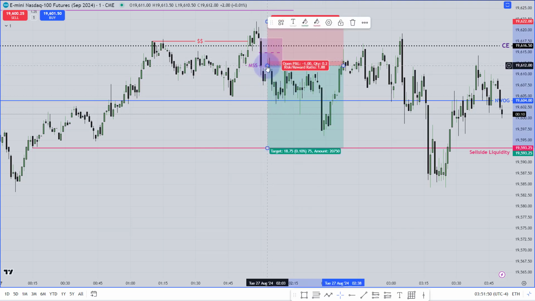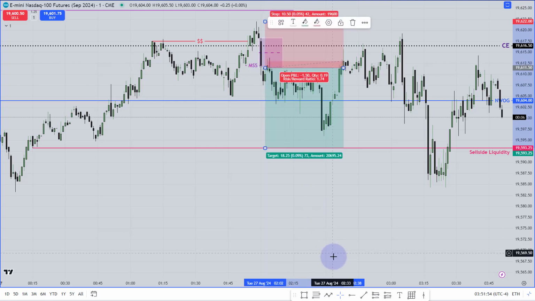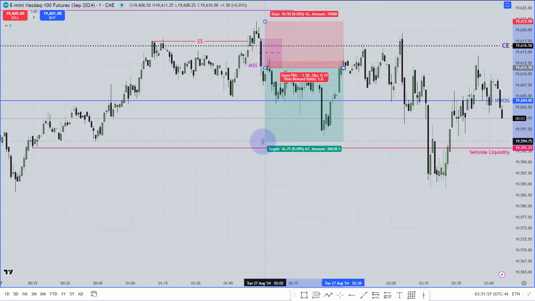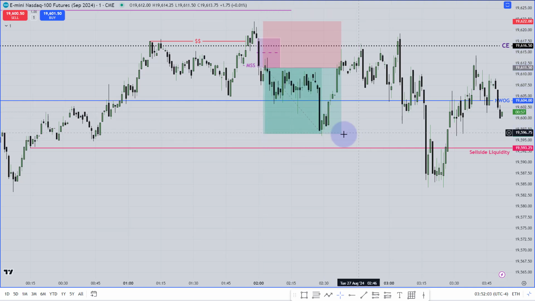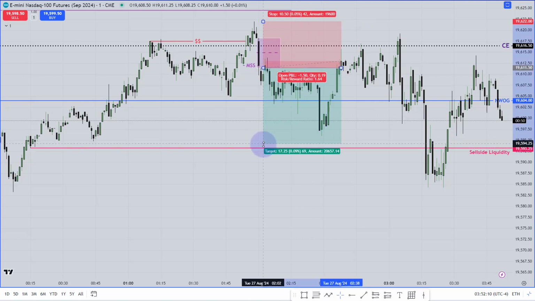So if you take your entry from the low of that specific fair value gap, exactly from there, and you are going to count the 15 handle. So where is the 15 handle? There is the 15 handle around that area. Just here. You have to take the partial from there and put your stop loss to break even. Then your target will be your liquidity.